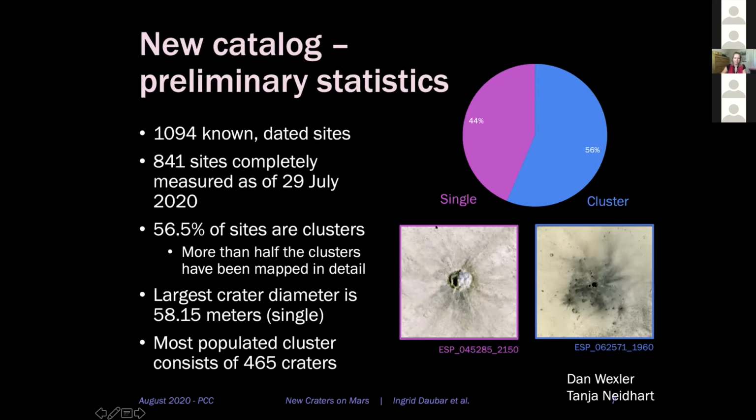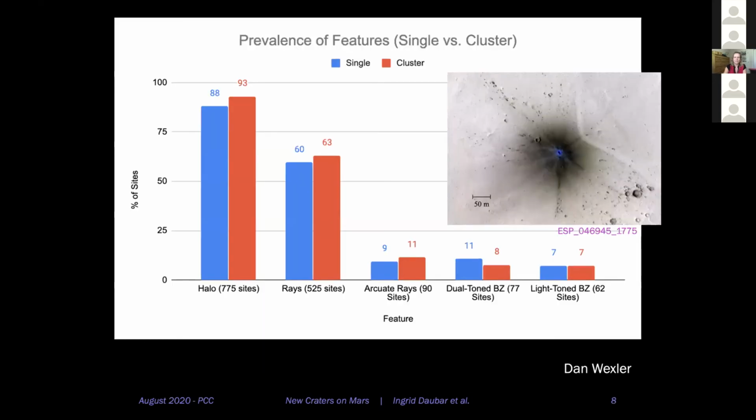And the most populated cluster we found so far has 465 craters, which, you know, good job to the person who counted all those craters and measured them and their locations. So using this big catalog, we can start to look at a number of different things, and I'm just going to show some examples.